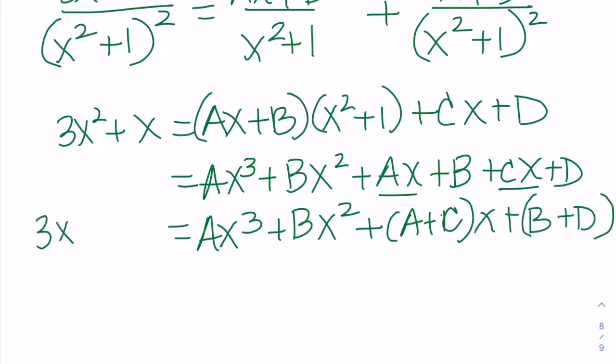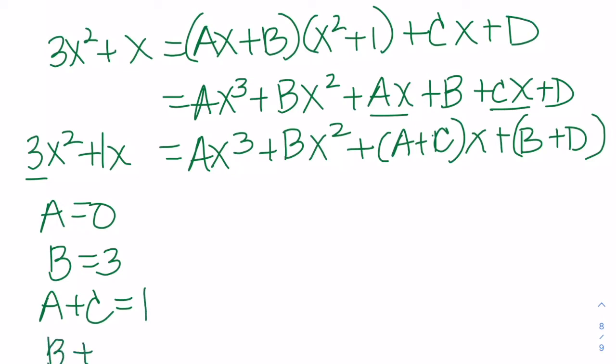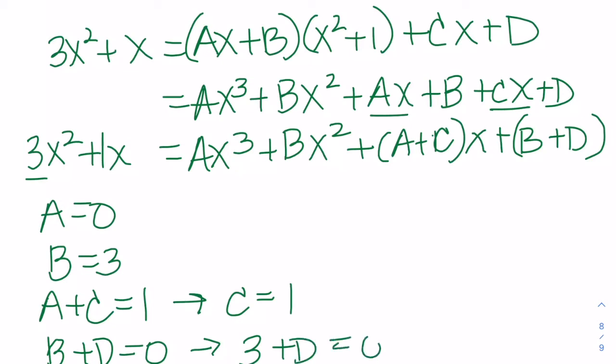And then when we match them up, I know that a has to equal 0. There's no x cubed. And then we can see that b has to equal 3 because that's the coefficient of x squared. a plus c must equal 1, and b plus d would be equal to 0. So if I plug in 0, we know that c would equal 1. And then when I plug in 3 for b, we know d would equal -3.